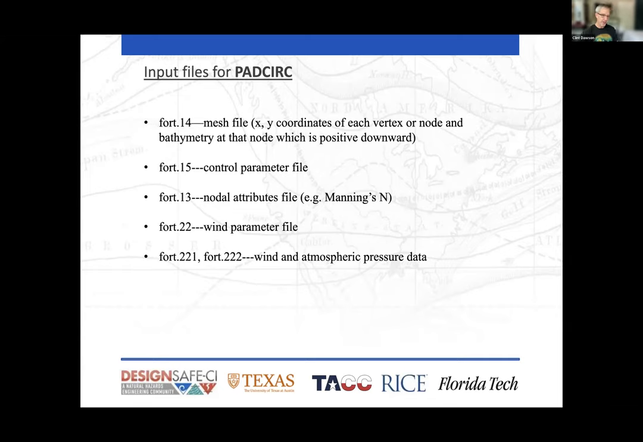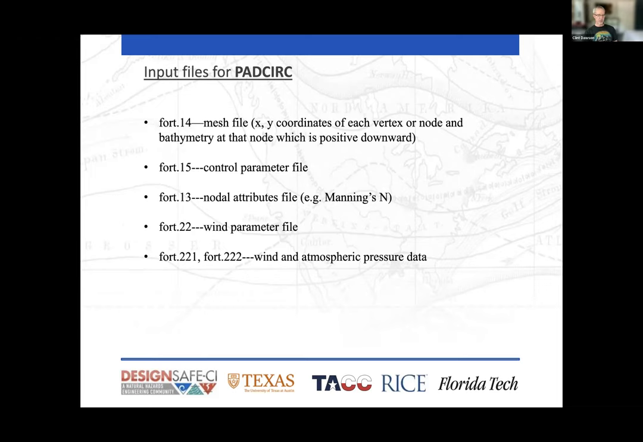Now, if you're going to run a hurricane, you're going to need a wind file. The common wind file attributes that we use are called fort.22, fort.221, et cetera. So fort.22 is a short wind parameter file, but the main wind data would be in fort.221 and fort.222. That would be the wind and atmospheric pressure defined over some usually Cartesian uniform domain that we then interpolate onto the ADCIRC mesh. We do not provide wind files.